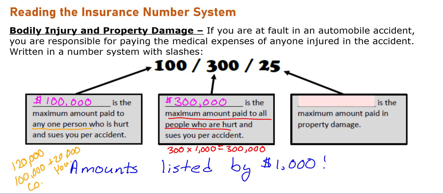And the last amount, 25, is 25,000, and that is actually going to cover property damage, and that would be the maximum amount that they would pay in property damage. So say you damaged another person's car and there's 20,000 in damage, it will cover it. Say you get in a multi-car accident and you cause 20,000 damage to both cars, it will only pay 25,000 out of the 40,000. You would have to pay the other 15,000.